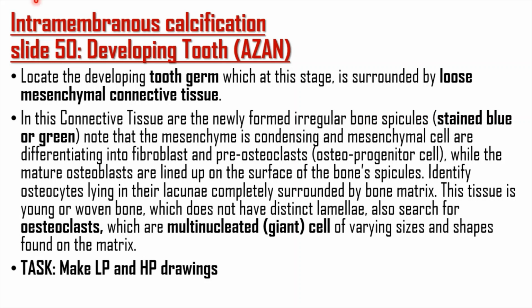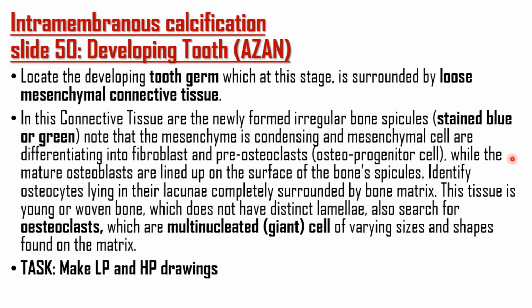So let's start by looking at intramembranous ossification. Intramembranous ossification is a type of ossification where bone is formed inside of your mesenchymal tissue. So bone is formed inside of the membranes. That's why it's called intramembranous ossification or calcification. Intra means inside. Membranes is just tissue.